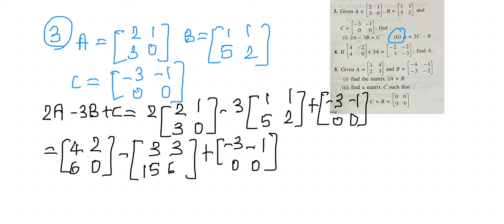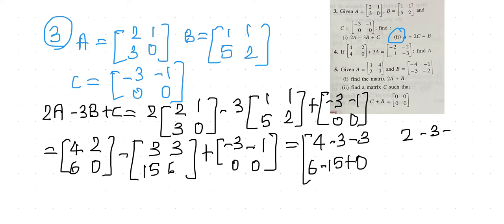Okay, now what, children? You will be now moving to the calculation part. So here clearly you can be seeing what? That all the matrices are of same order. So you can now perform what? So this is 4 minus 3 and plus minus 3 is again minus 3, children. Okay, and then here you will be getting 6 minus 15 plus 0. Okay, and here what you are getting is 2 minus 3 minus 1, and here you are getting 0 minus 6 plus 0.